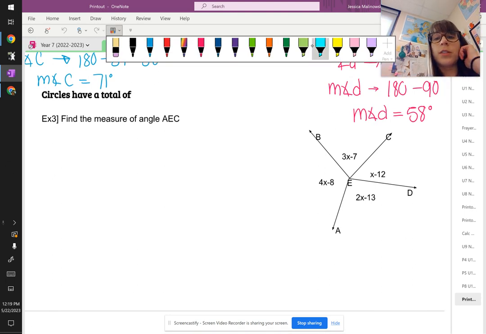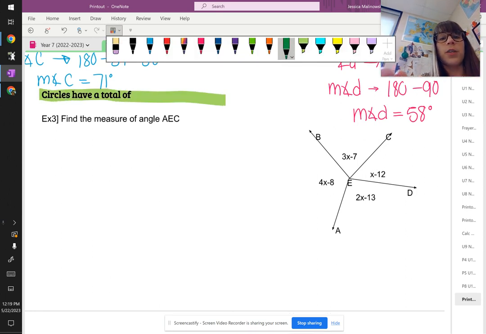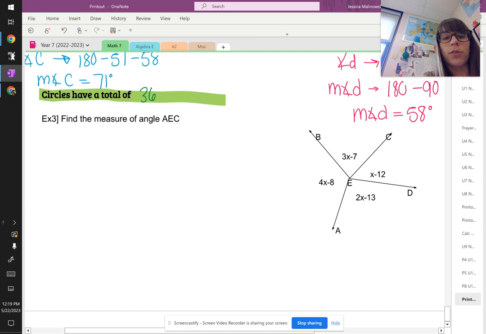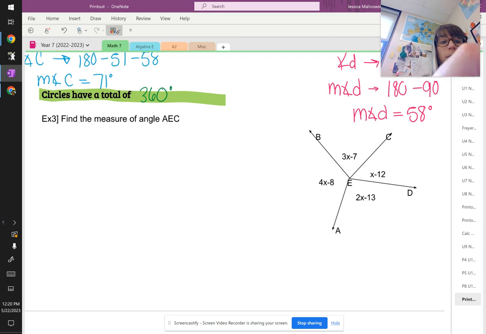So this example deals with the fact that we know that circles have a total of, and if you didn't know this, now you do, circles have a total of 360 degrees in that. Okay. Example 3 is asking us to find the measure of angle AEC.